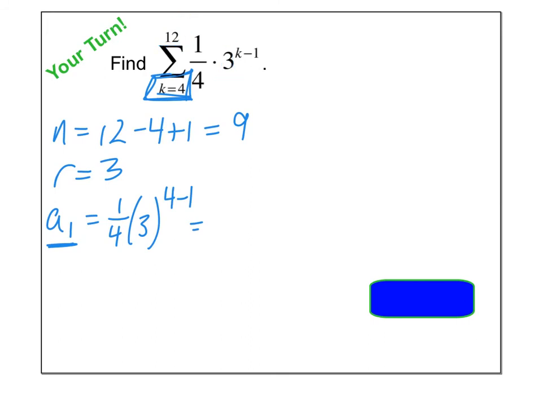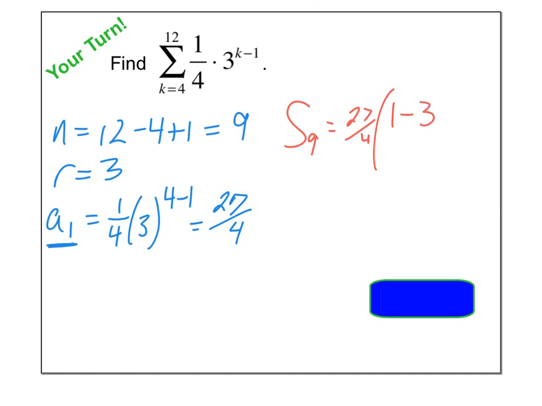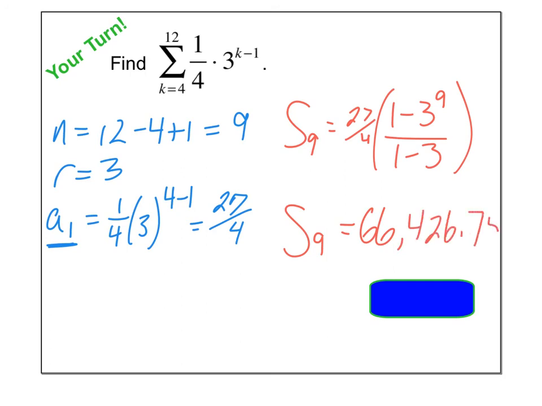So here let's do that. And we see that 3 to the 3rd power is 27, and 27 over 4 is just 27/4. We can keep it like that, or you can convert it over to a decimal. Doesn't matter to me. The sum of 9 terms is 27/4 times 1 minus my ratio of 3 to the power of 9 over 1 minus 3. Calculator time. Verify with me that I got 66,426 3/4.